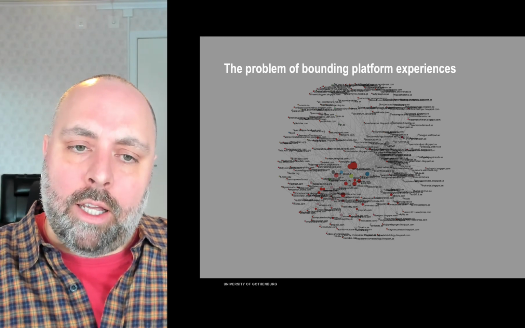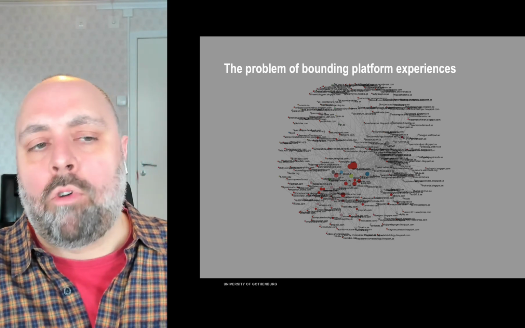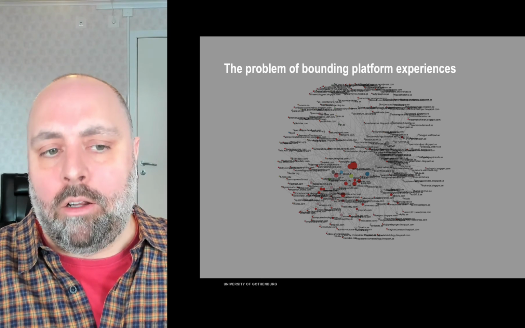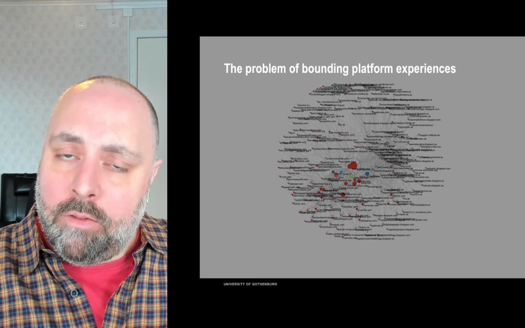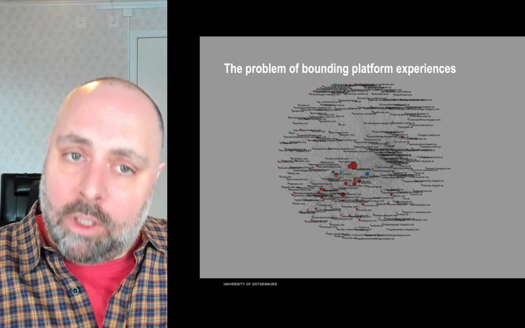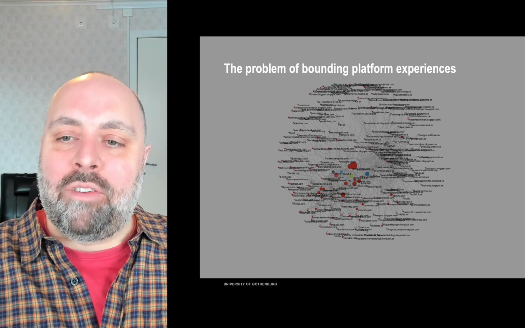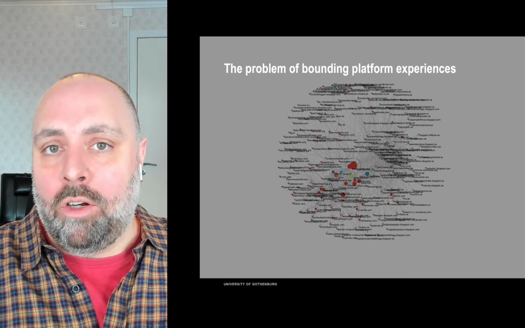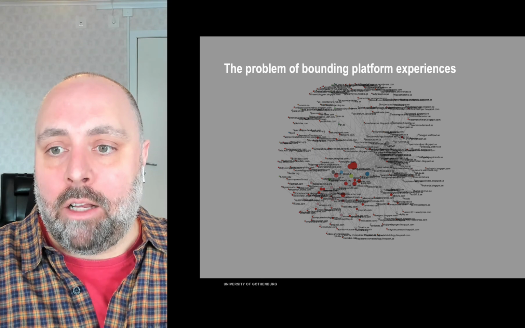So the whole problem with these kind of online technologies is that they're pervasive, they're difficult to locate, and we have to find some way of unraveling enough of what's going on to make sense of it when we're trying to understand learning processes.